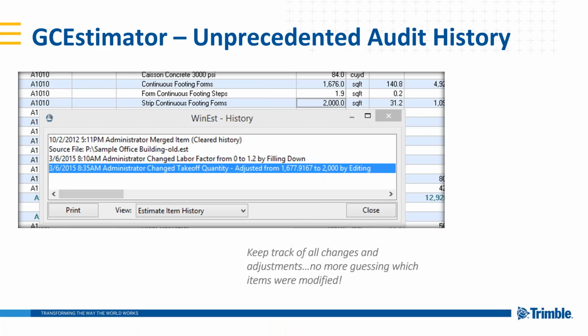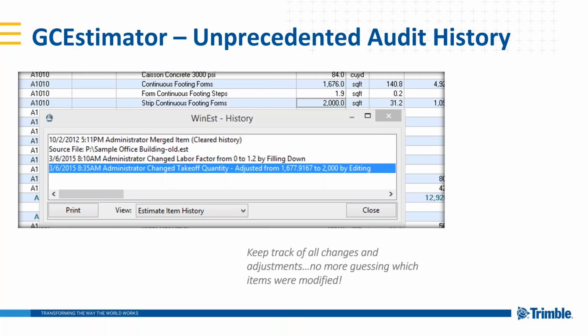And the unprecedented audit history is the last part I'm going to cover here in this slide. The ability to click on any quantity you see in the estimate and know with confidence where this came from. So as you see here on the screen, we can see how the item was created. It was merged from a different estimate. And then there was a change from 0 to 1.2 by fill down. And then it was edited from 1677 to 2000.